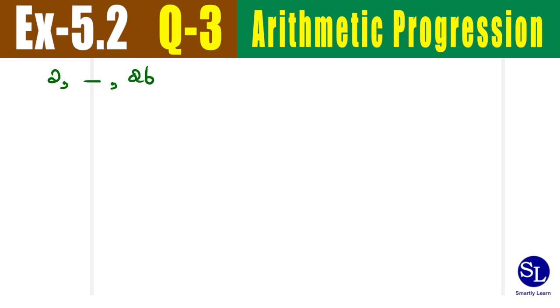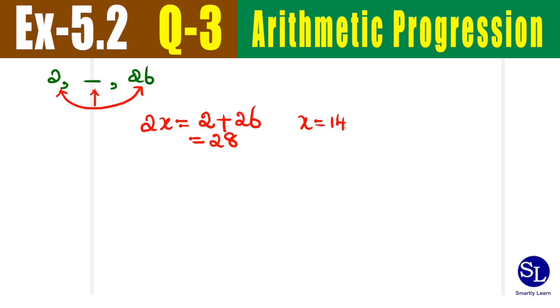You need to understand that in an AP, the middle term has a relation with the corner terms. If I call the middle term the unknown variable x, then 2x is equal to the sum of the other two terms on the sides. So 2x is equal to 2 plus 26, which gives 28. So x is equal to 14. So the missing value in this case is 14.